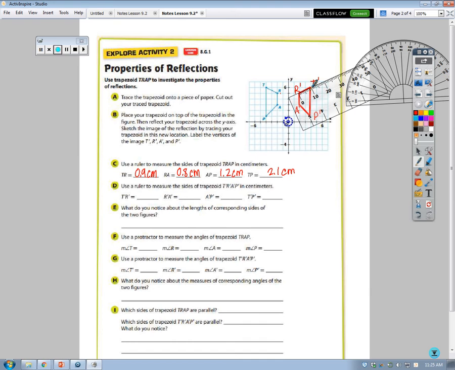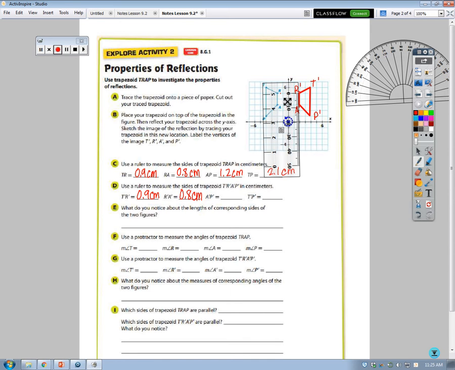And it looks like, again, we're looking at about 0.9 centimeters, 9/10 centimeters. I'm going to measure side RA. I'm going to spin this around here. And we're looking at about 0.8 centimeters, or 8/10 centimeter.